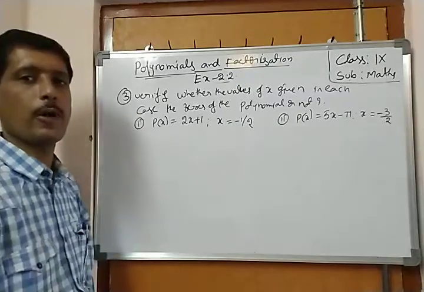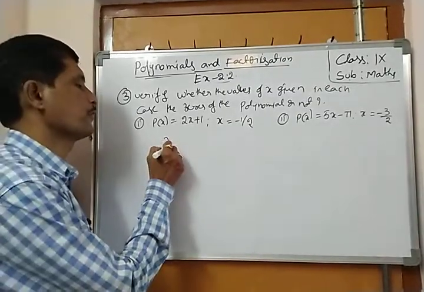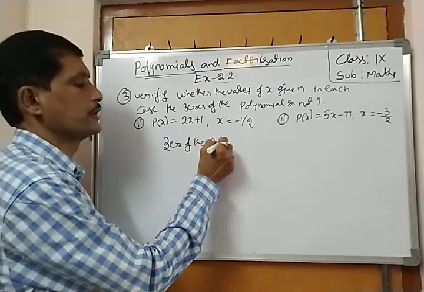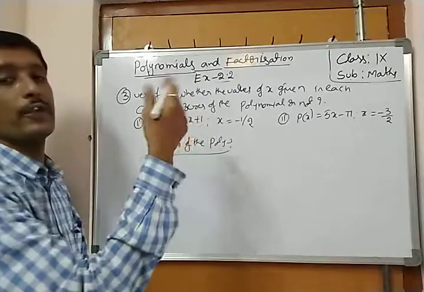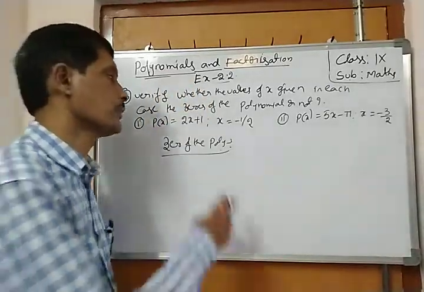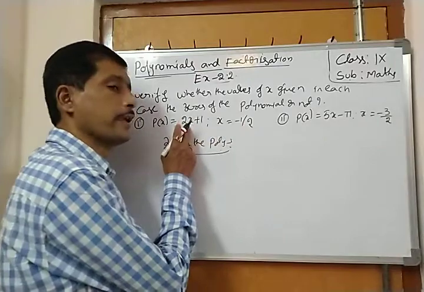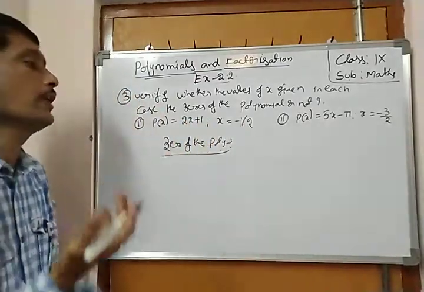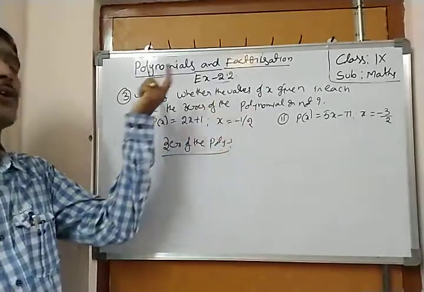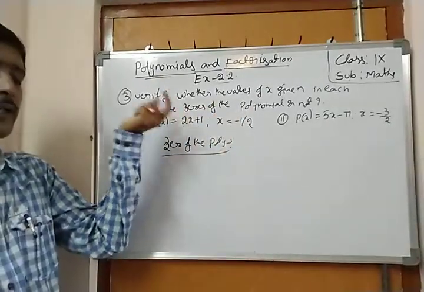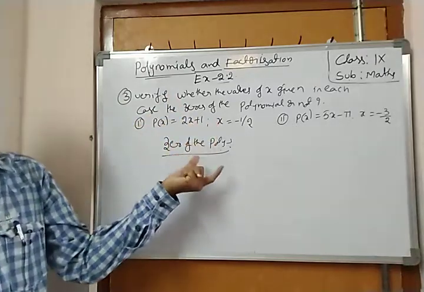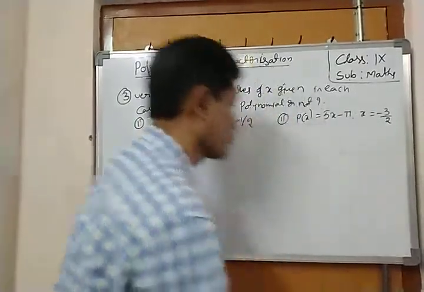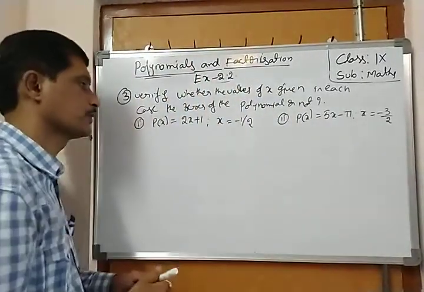First, what is the zero of a polynomial? The zero of the polynomial means the solution of the polynomial. Solution means you substitute the x value here, so 2 into minus 1 by 2 plus 1 equals 0, therefore x equals minus 1 by 2 is a zero of the polynomial. Find out whether it is a solution or not. Therefore, it is the same substitution of the x value in that polynomial.